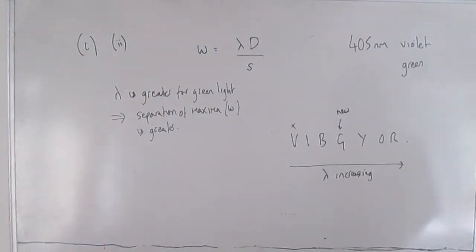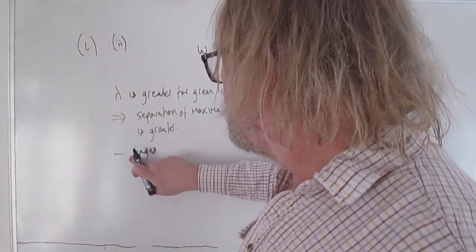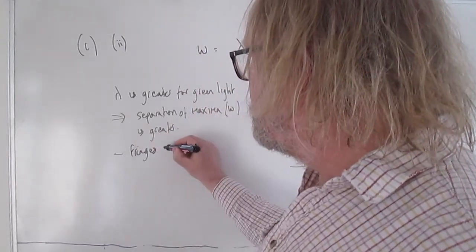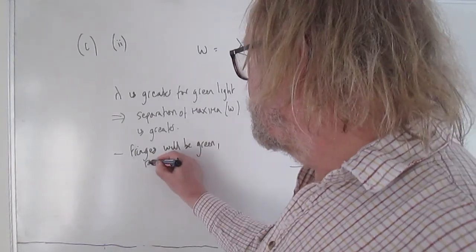Now the other thing that you should say, which is one of those things that feels so obvious that you might not bother saying it, but it asked you what the difference would be in the pattern. And obviously if you've got a green laser rather than a violet one, then the bright fringes will be green rather than violet. And you might think surely you don't have to say that, but just to be on the safe side, yes you do. So just say that as well, that the fringes will be green rather than violet.